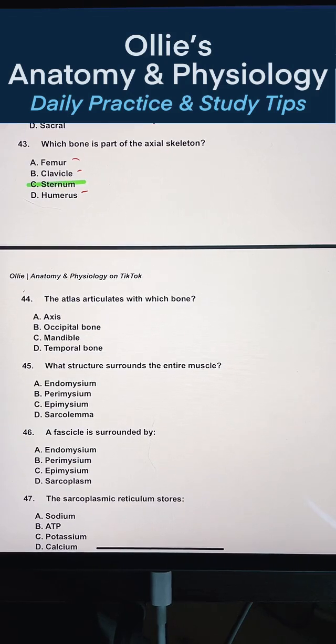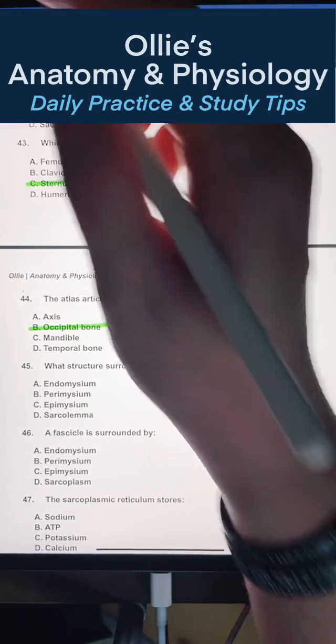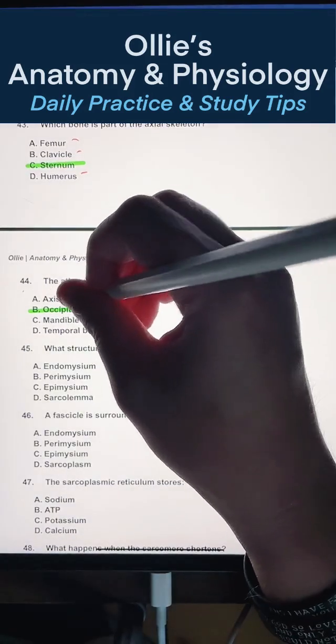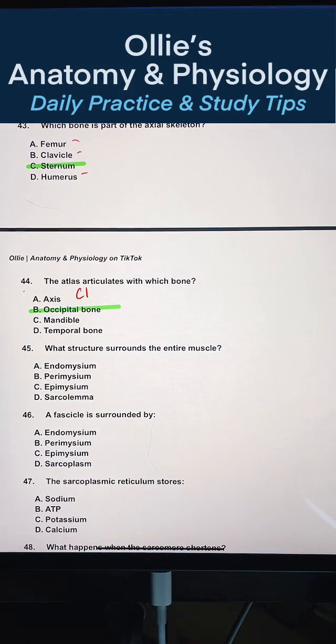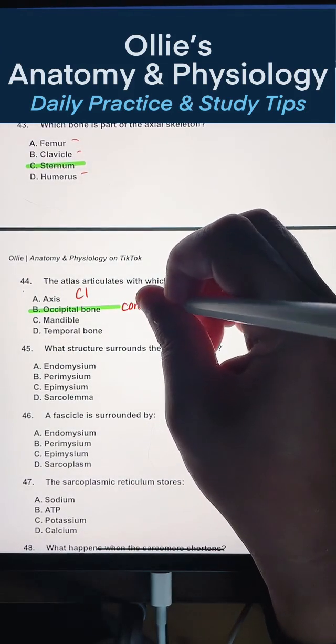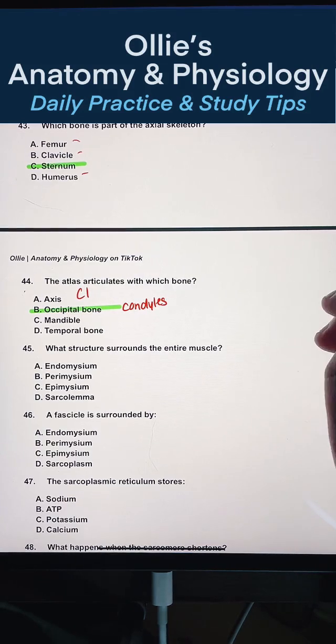But we're on number 44 now if you're just joining us. The atlas is going to articulate with B. It is the occipital bone. So the atlas, which is C1 in your vertebral column, supports the skull at the occipital condyles. The atlas sits on top of the axis. Atlas would mean the first. The mandible and temporal bone don't have articulations with that.